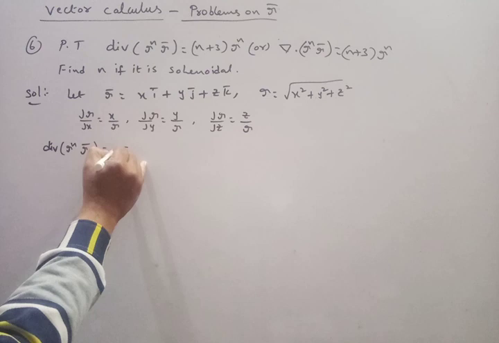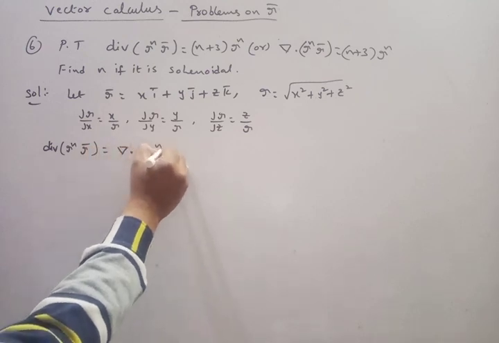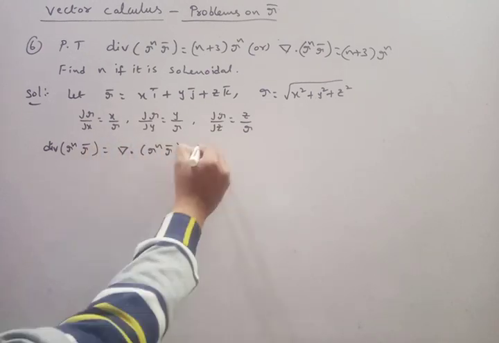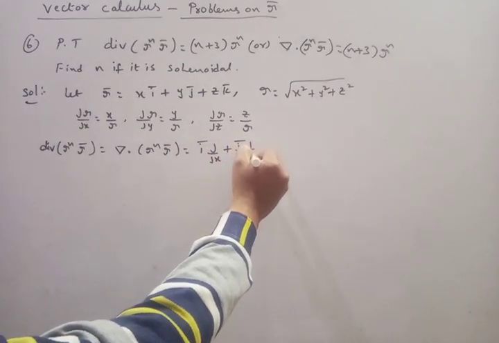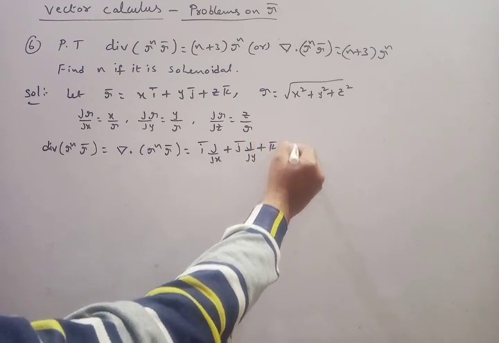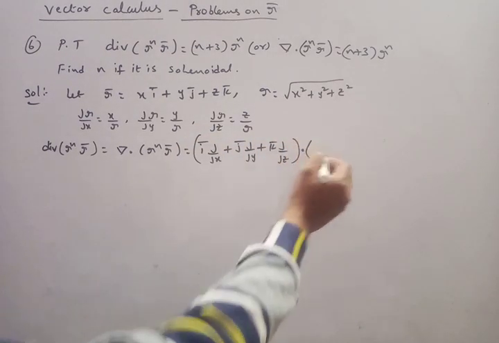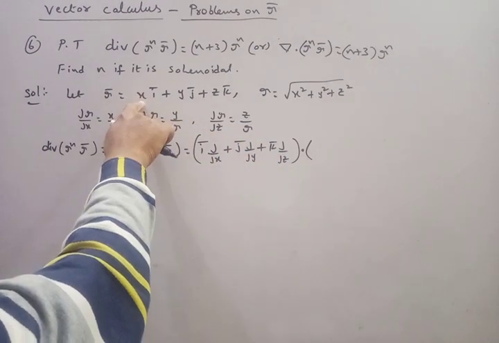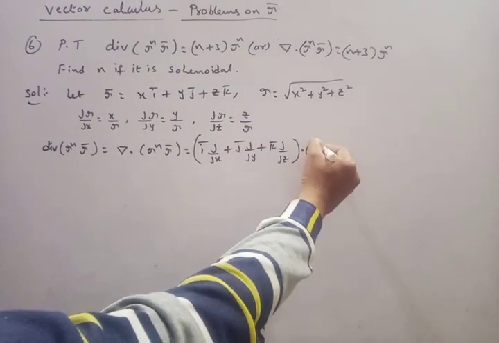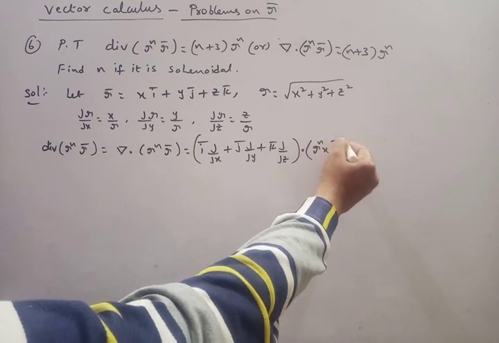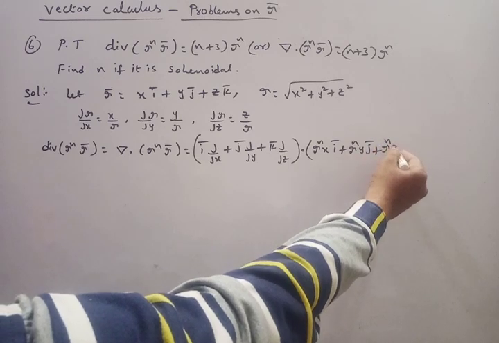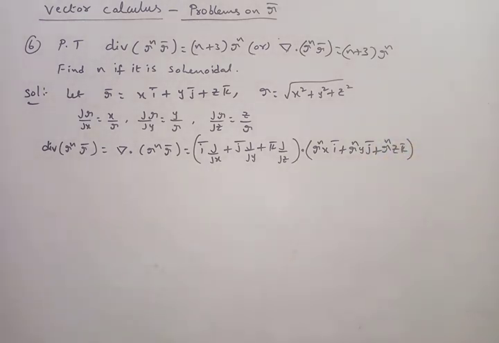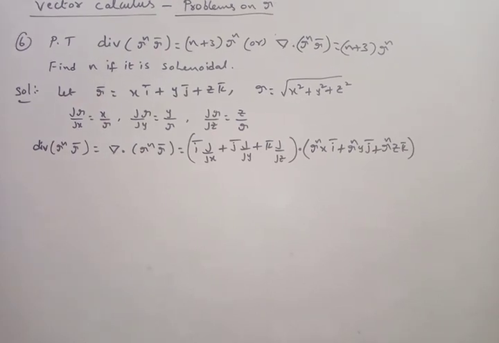That means this is nothing but divergence, del dot, right? r^n r bar. That means del is i bar ∂/∂x plus j bar ∂/∂y plus k bar ∂/∂z, dot product of r^n into r bar. So we have to multiply r bar by r^n, ma. So I get r^n x i bar, r^n y j bar, r^n z k bar. Okay. So that is the product, right?